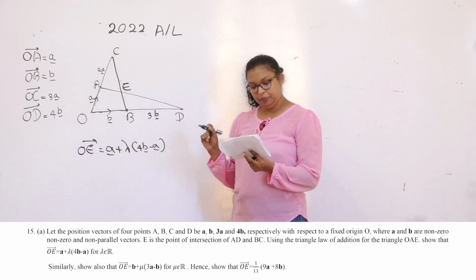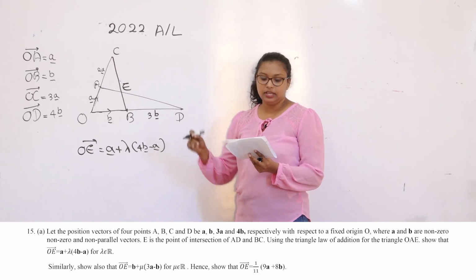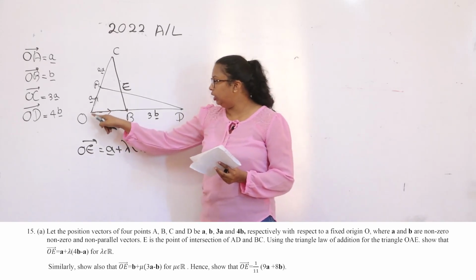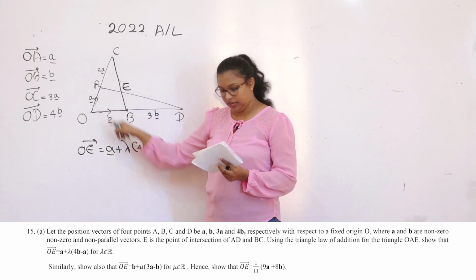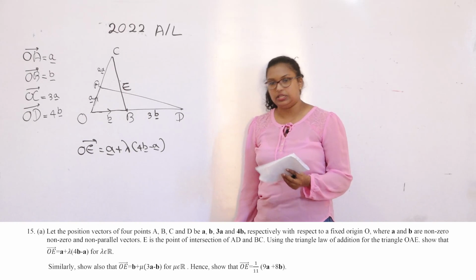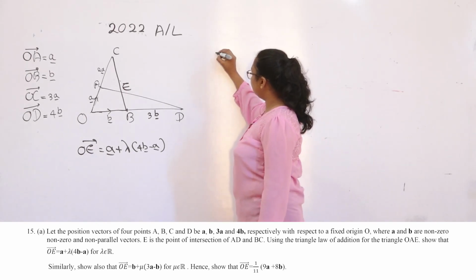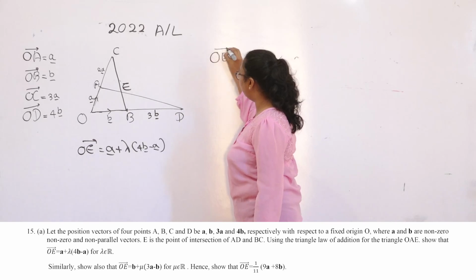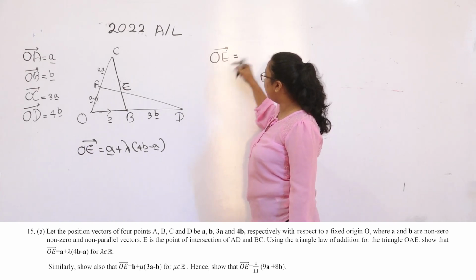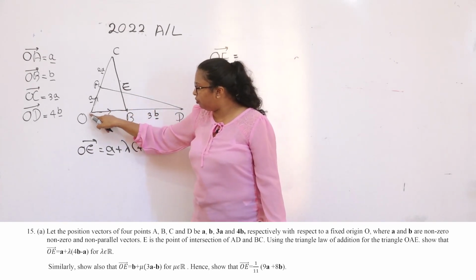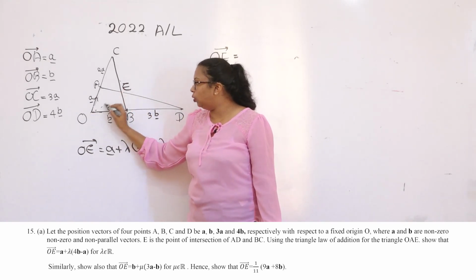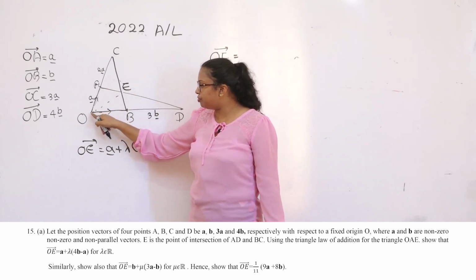Okay, they have asked like this, using the triangle law of vector addition for the triangle OAE, you have to show that OE is equal to A plus lambda 4B minus A. Right. Okay, we have to find OE, right? We have to show that OE is this. OE means what? How to move from O to E? That is the easiest way to think. How to move from O to E, and we have to use this triangle OAE, right? Using this triangle, we have to go from O to E.